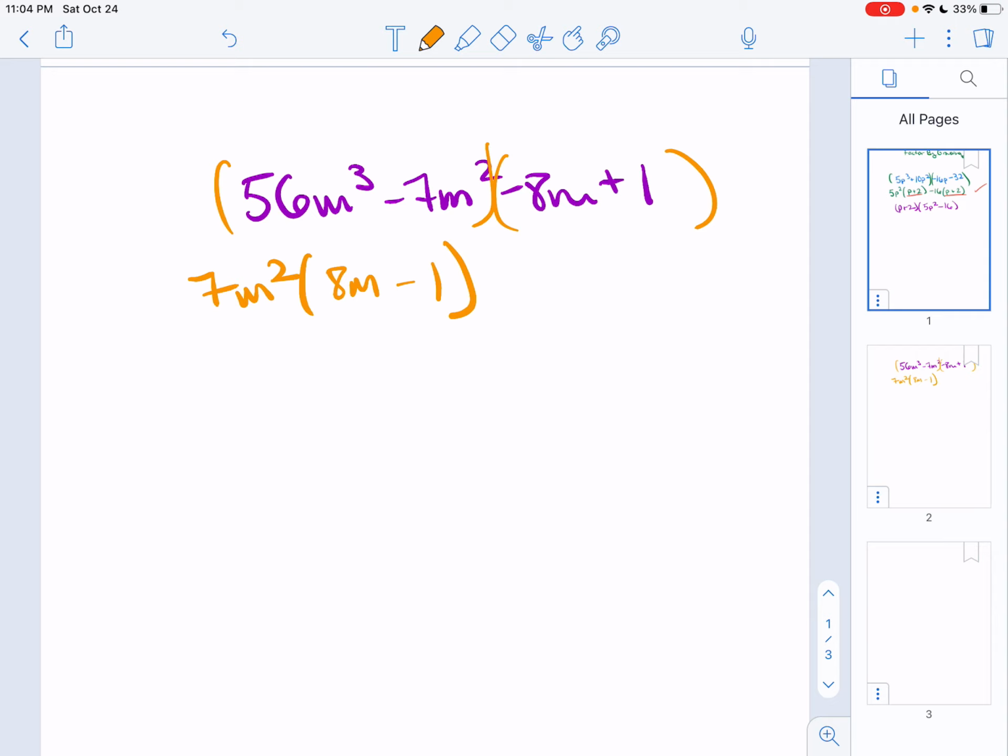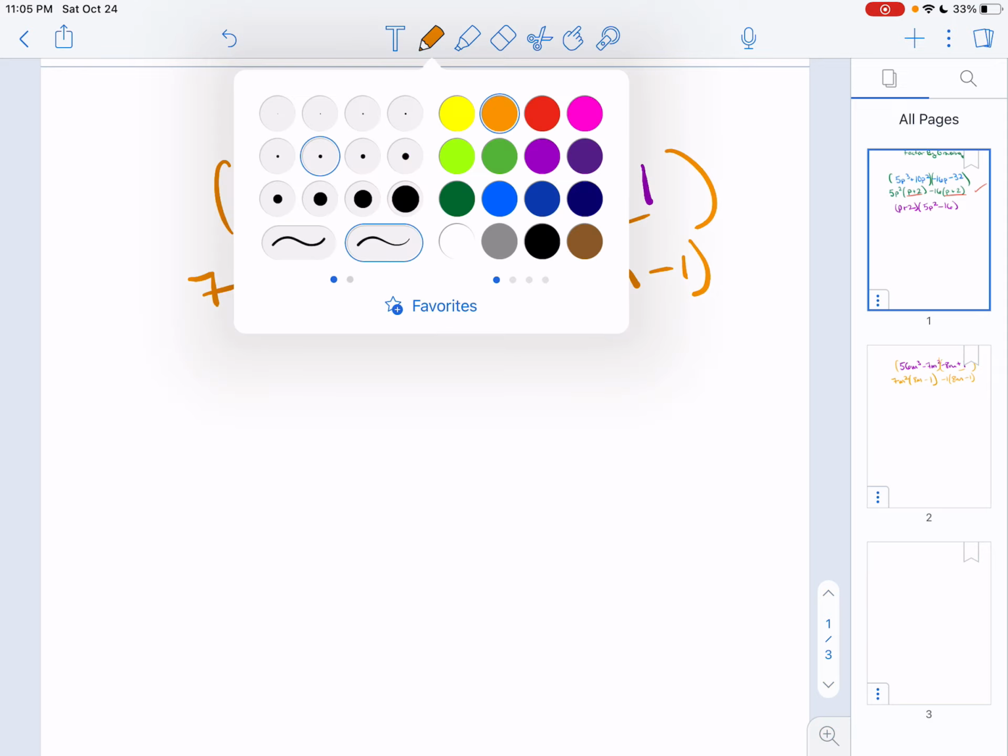And now, on the right side, at this point, it's kind of hard to see what our greatest common factor is. But we have to kind of cheat a little bit and say, okay, well, we wanted to say 8m minus 1, so we did it right. So how would we be able to do that? Well, we need this positive 1 here to be a negative 1 for that to work. So the only way for that to happen is for us to take out a negative 1 from the entire thing. Because if we do that, this negative 8m will change to 8m, and this positive 1 will change to a negative 1.